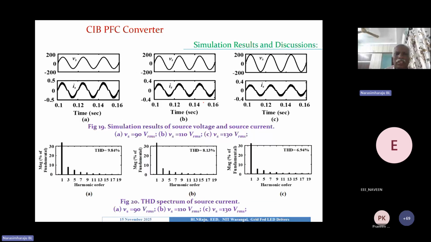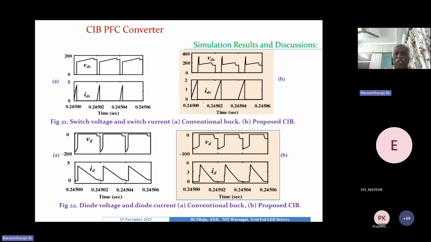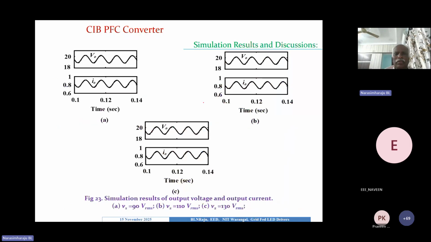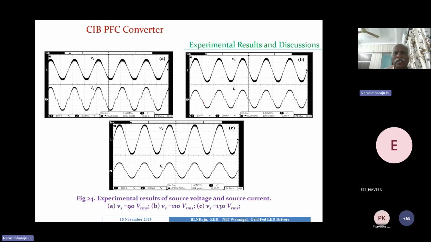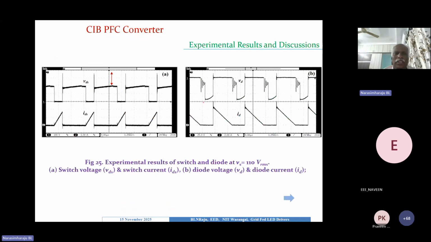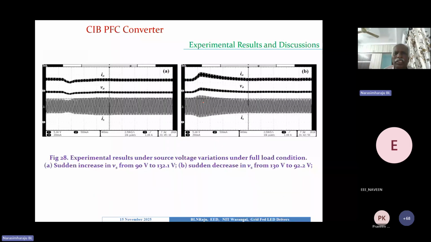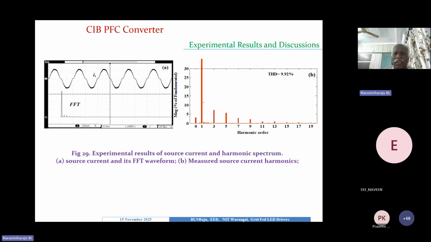So these are some of the results which we have analyzed and validated. These are from the simulation counterpart, and we validated the same thing with practical validations also, for various RMS input voltages of 90 volts up to 130 volts and 150 volts. I think I already took enough time, so let me stop at this point.